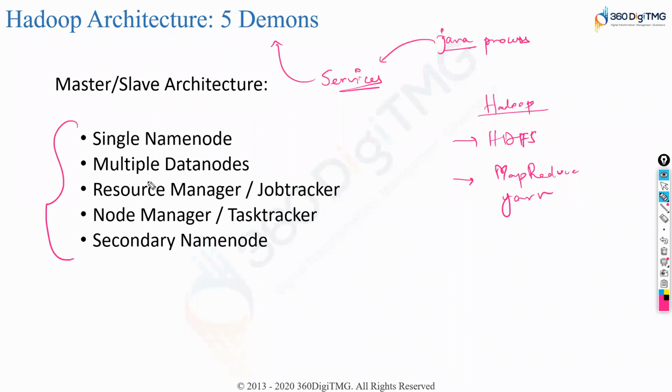And these five services or five daemons, we call them daemons because they run in the background, right? If any one of these services is not running, any one of the daemons is not running, that means your Hadoop has issues, okay? And we have five services, five daemons. Name node, data nodes, secondary name node, resource manager and node manager. Okay, five services.